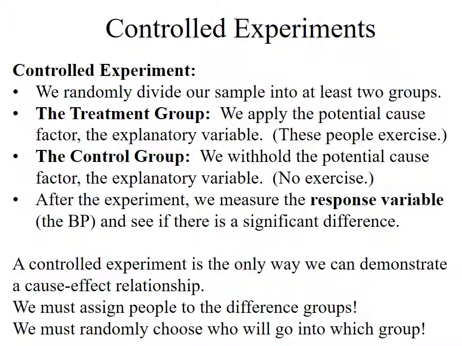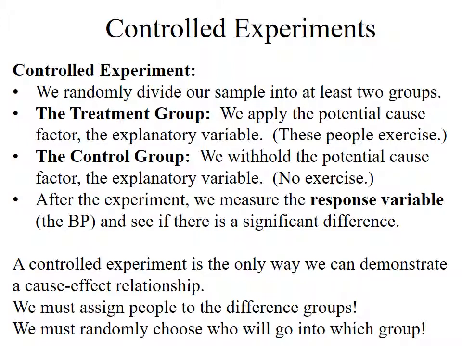And to the control group, I give different directions. I say, okay, you guys are forbidden from doing exercise. So we withhold the cause factor, the explanatory variable. Those people are not going to exercise. Then, after the experiment, I don't know, a couple of months, we measure their blood pressures. We measure the response variable, and we see if there is a significant difference now.